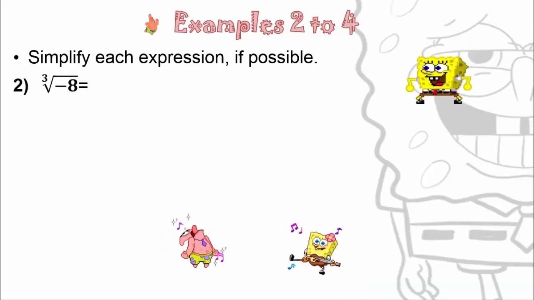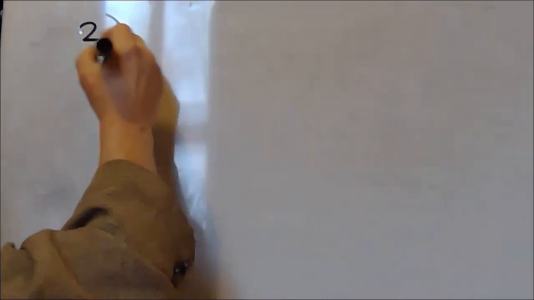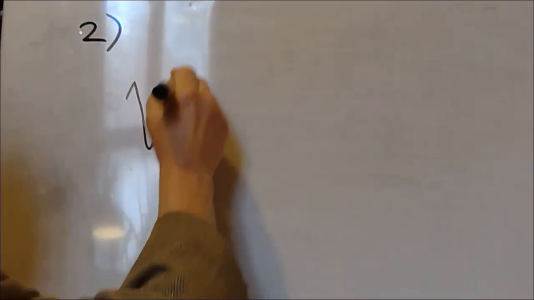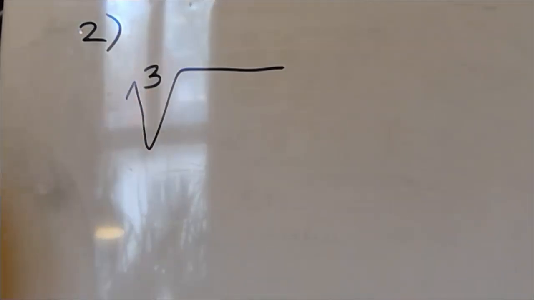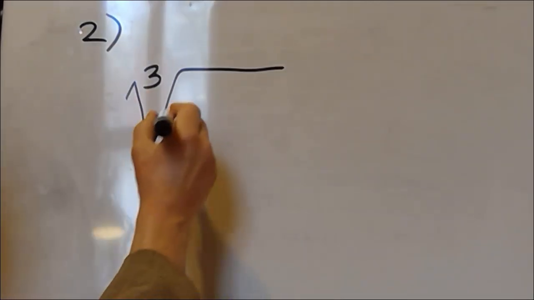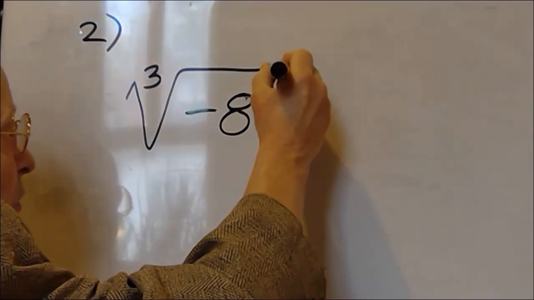In 2, we're asked to find the cubed root of negative 8. So let us go over to the whiteboard and work this one out. All right, now let's look at example number 2. Example number 2 is about a cubed root. So our index is 3. We're actually showing an index. And then we have a negative number underneath here, negative 8.